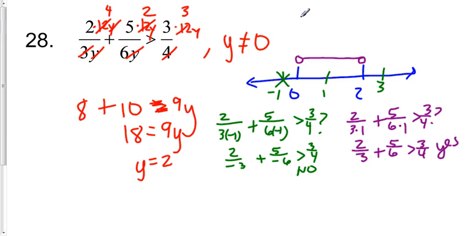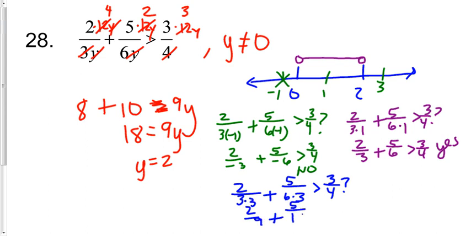Let's test 3 now for our last point. So I'm taking 2/3 times 3 plus 5/6 times 3, and I'm going to see if I get a number bigger than 3/4. Well, 2/9 is 0.2 repeating, and then I have 5/18, which is going to be a pretty small number. Is that greater than 3/4 or 0.75? The answer is no, it's not, and so 3 also doesn't work. Anything to the right of 2 doesn't work.